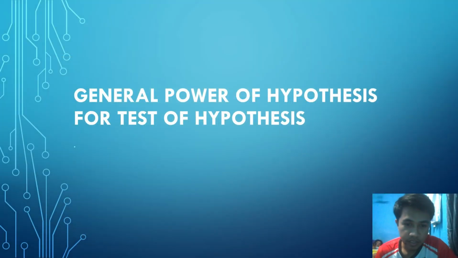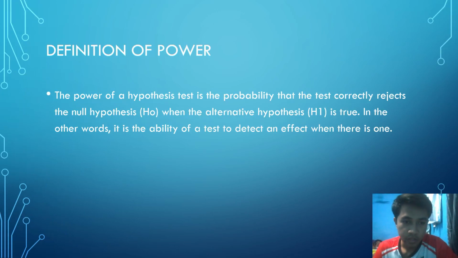Let's discuss the general power of hypothesis for test of hypothesis. The definition of power: the power of a hypothesis test is the probability that the test correctly rejects the null hypothesis when the alternative hypothesis is true. In other words, it is the ability of a test to detect an effect when there is one.